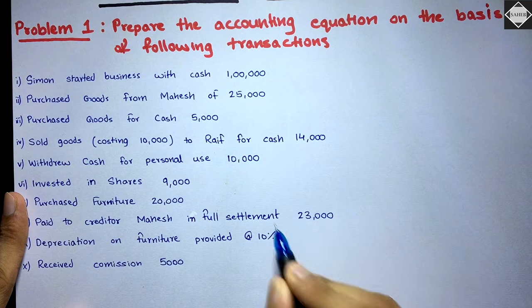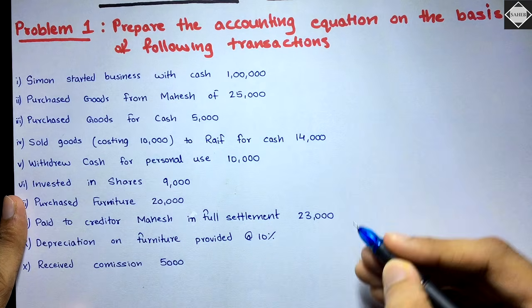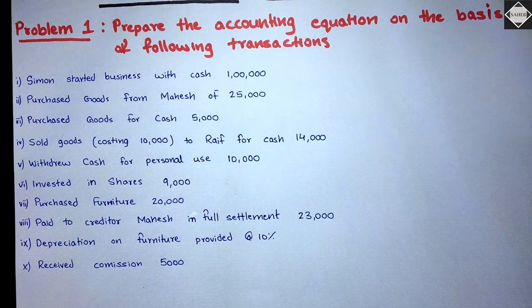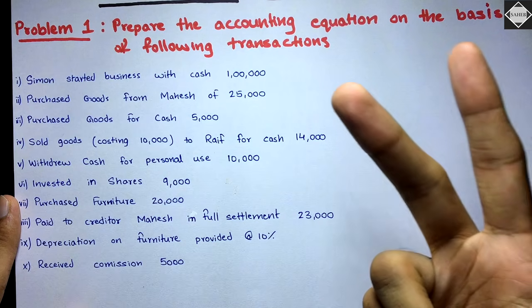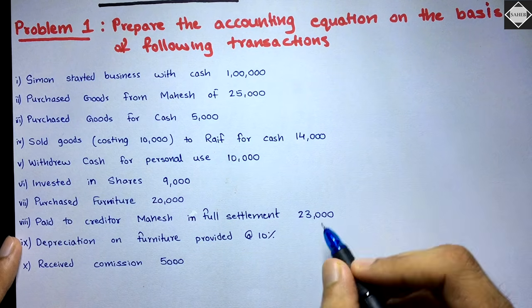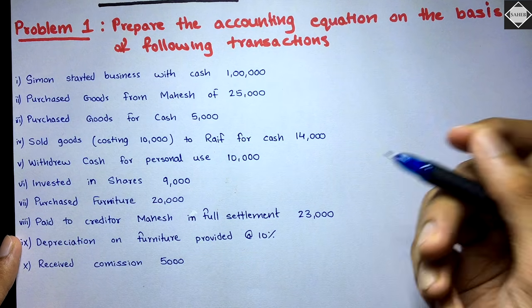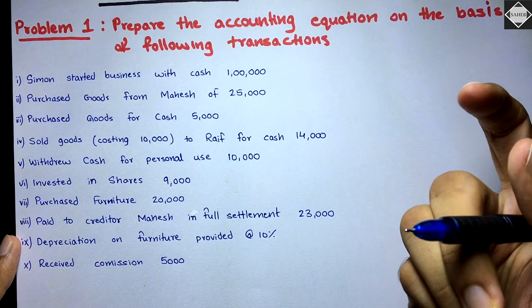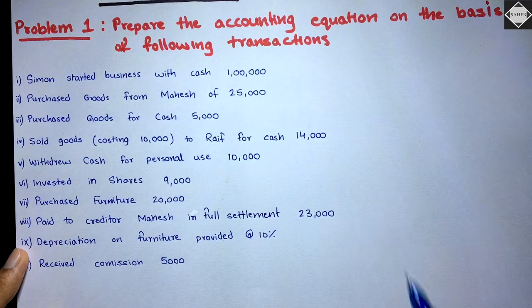So we paid only 23. 25 minus 23, 2,000 benefit, right? We have gained by 2,000. We had to pay 2,000 less. Yes, it's a benefit, right? It's an income, it's a gain, isn't it? This is called discount received. 2,000 discount received is there. It's an income.